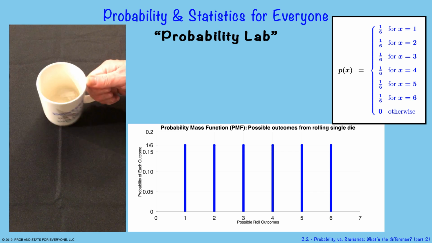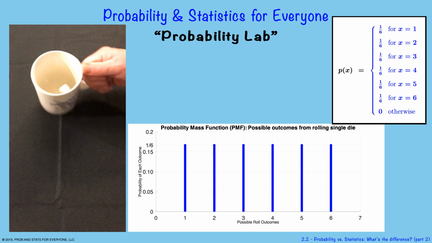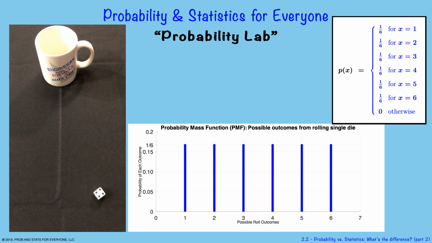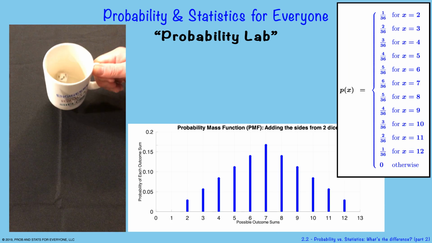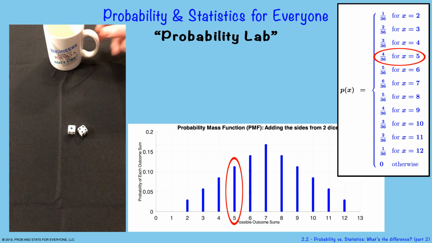Next, we'll roll the die one more time. We see that this particular outcome is 4. We've circled this outcome on both the plot and the equation. Next, we'll add a second die and roll the 2 dice together. We'll also present an updated model for this 2-dice example.